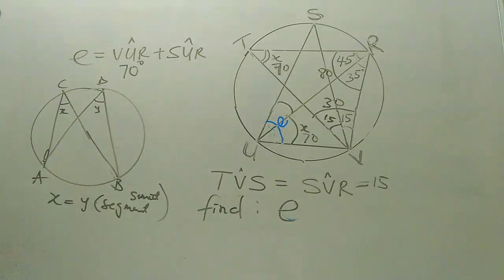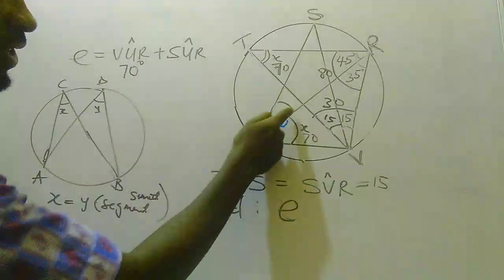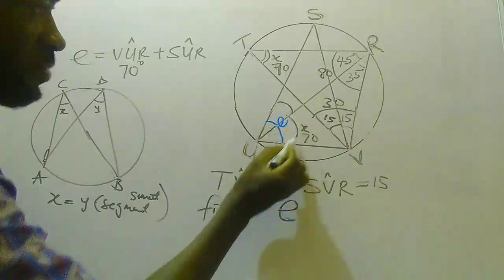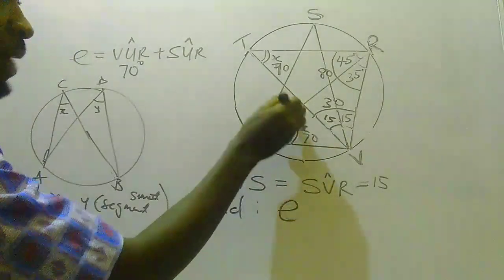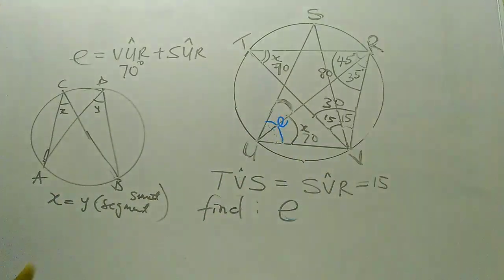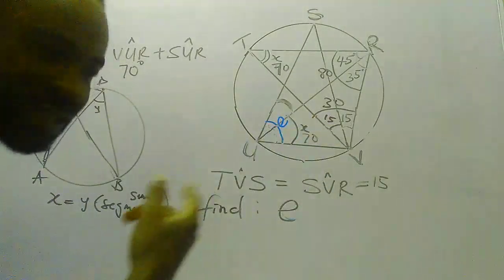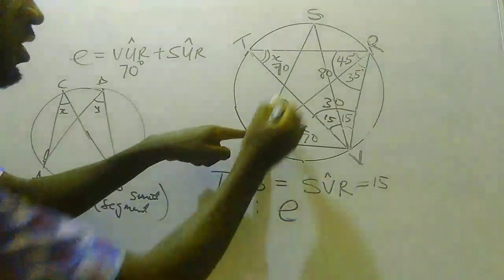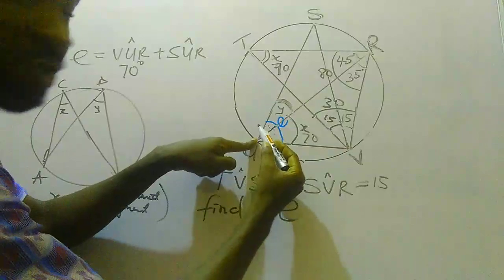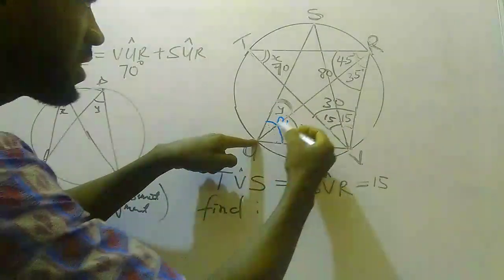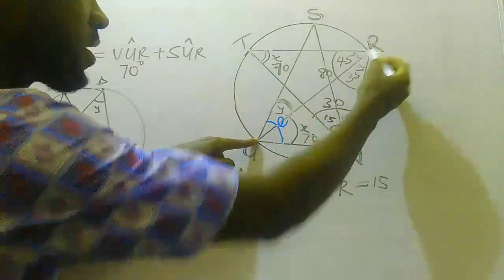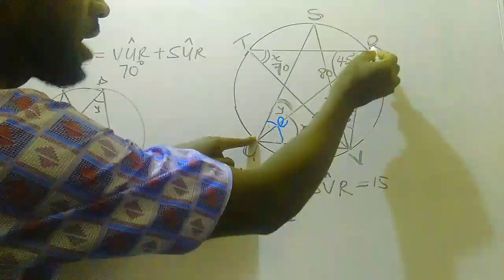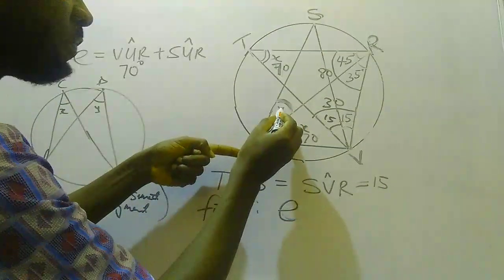So what is left for us to get? We have gotten a part of this E. Remember I said that E is made up of this part and this part. We have gotten this part, which is 70. Let's get this other part now. Again, let us trace the arc that sustains this other part. Let's call this other part Y. Let's follow the two lines that make up this angle. You follow this line, it lands in R. You follow this other line, it lands in S. So we know that arc SR is sustaining angle Y.